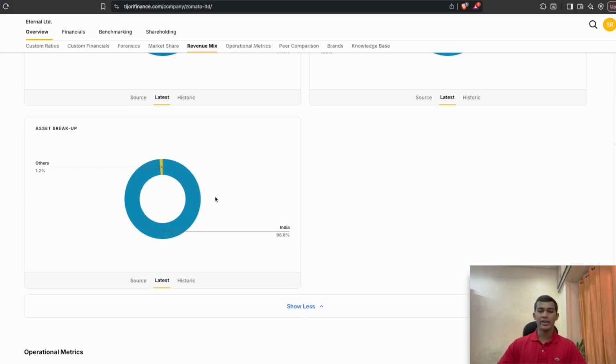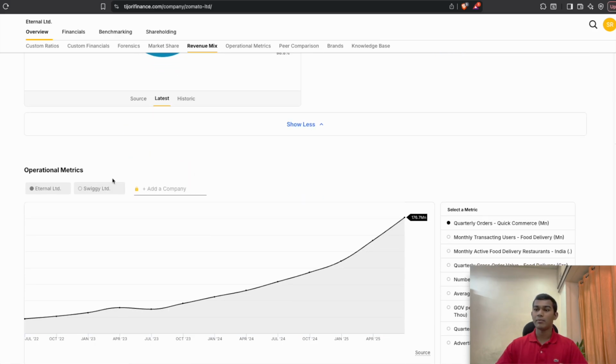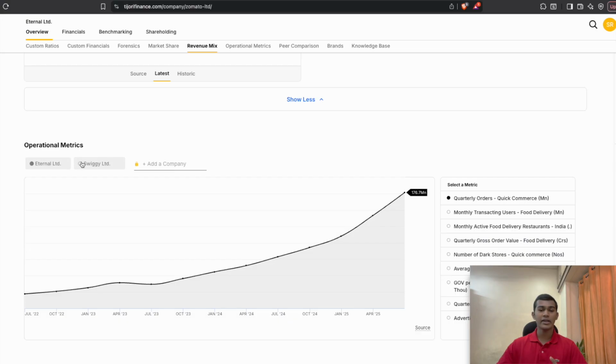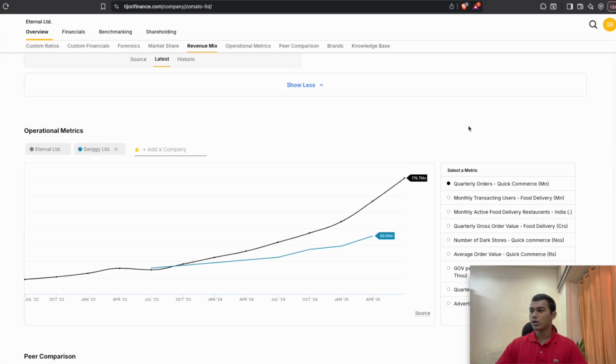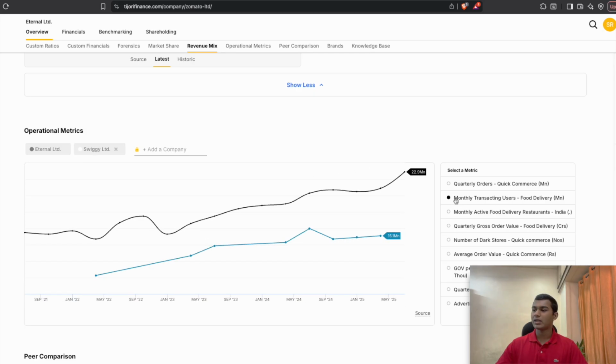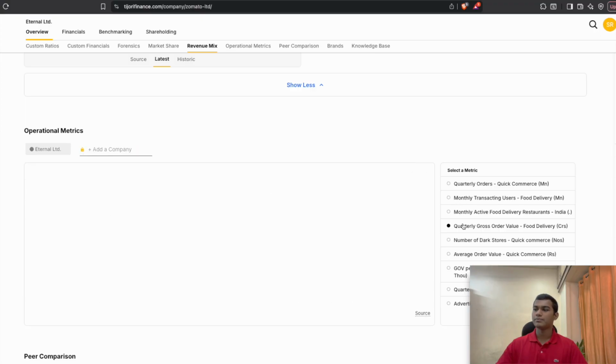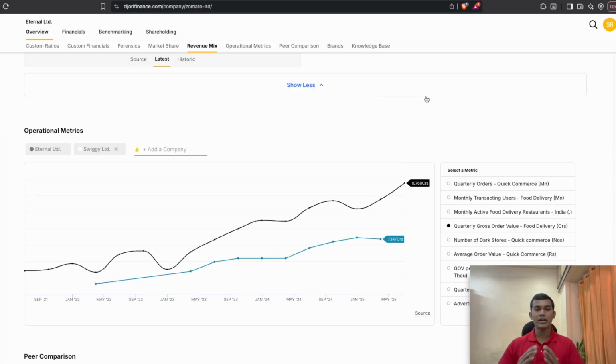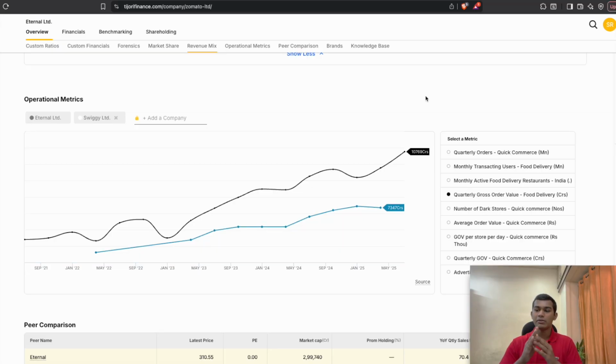When we analyze a capital goods company, we'll look at order books as well. Then you can compare the operational metrics of companies as well. This is a very good feature in Screener, and in Tijori as well. If you want to measure quarterly orders or quick commerce, you can look at it. Actually, Zomato and Swiggy's Q1 numbers are yet to come, but you can just look at it. Then there are monthly transacting users, monthly active delivery food restaurants, gross order value, all these different operational metrics. These will help in comparing two companies, and this will basically tell us which company we should invest in, which company has a good business model, which company is scalable, which company is not.